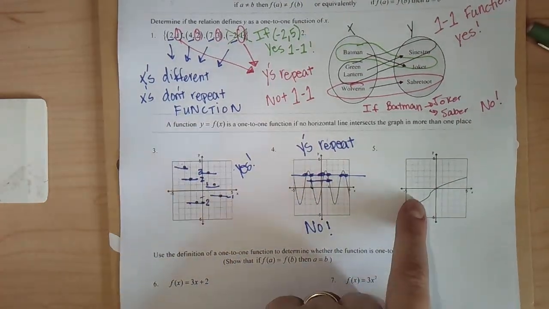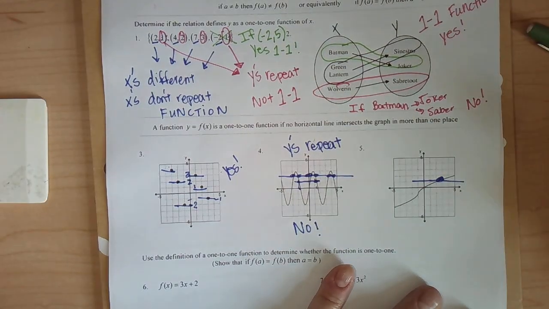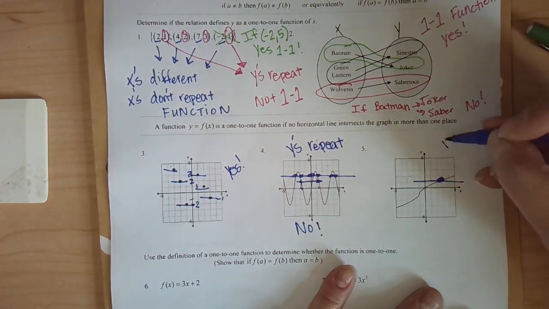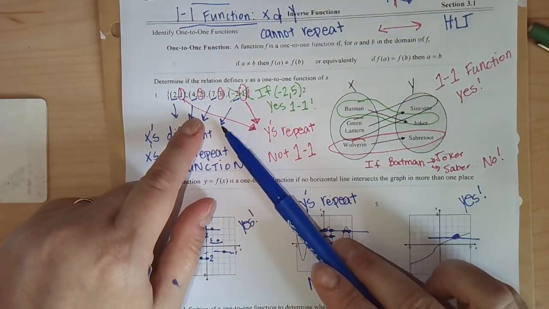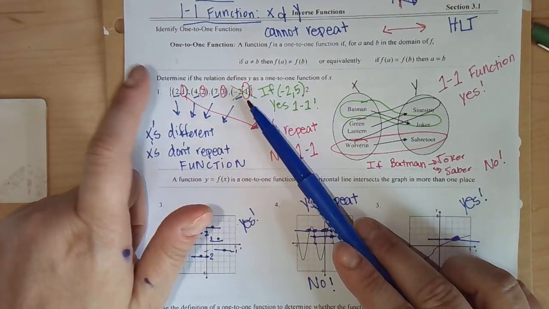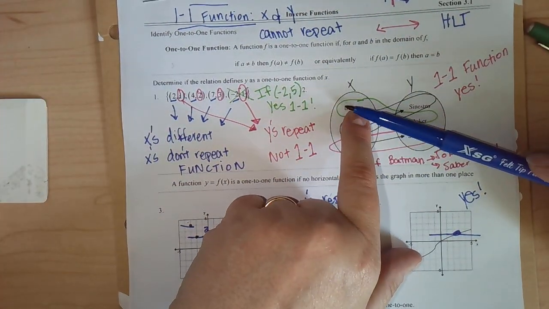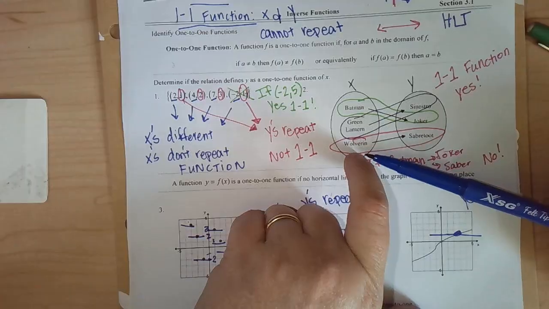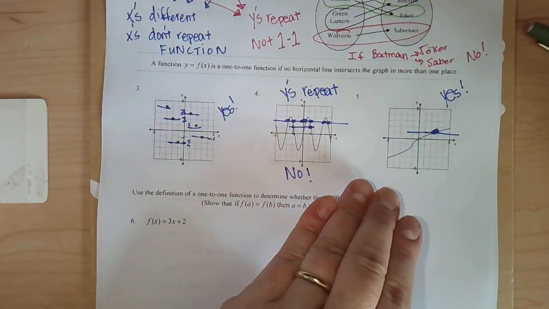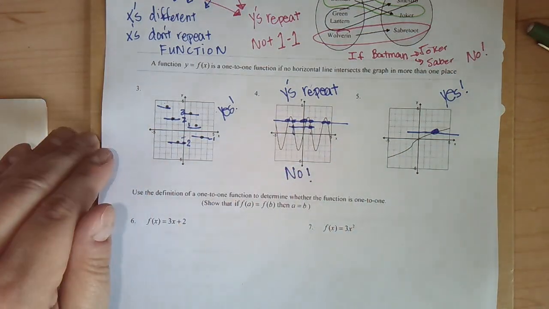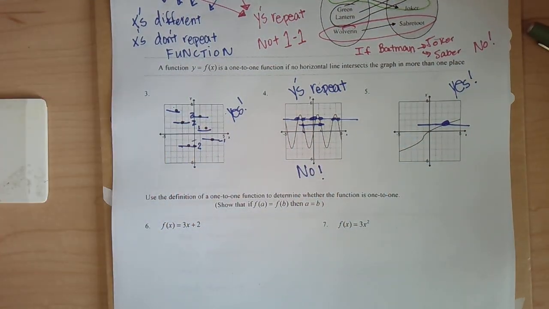Okay, let's look at number 5. Draw a side-to-side line. I just hit it once, so that's good. So 1-to-1 means either the x's and the y's do not repeat in the ordered pairs, or in the mapping, you only have one arrow going from one word to another. There are no double arrows. If we're looking at pictures, you can draw a side-to-side line and only cross through your curve or your dots just once.